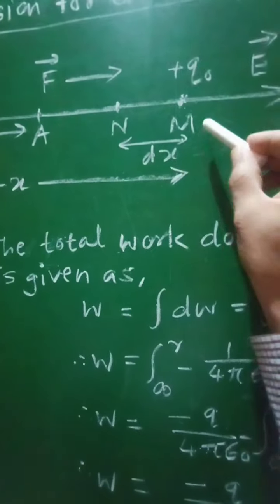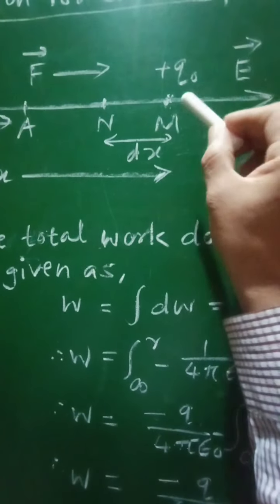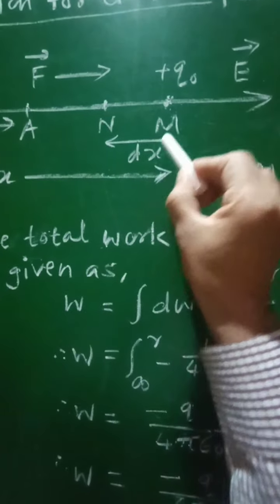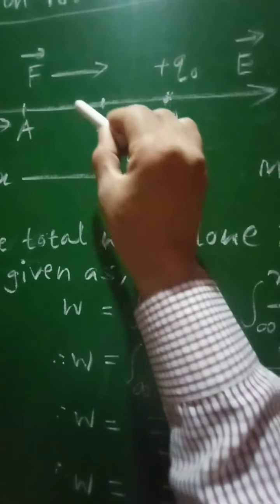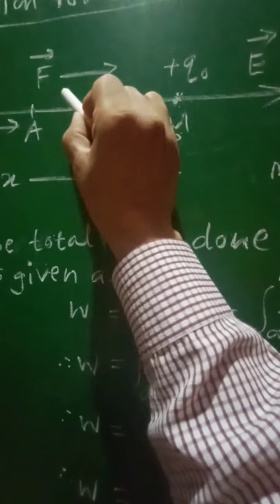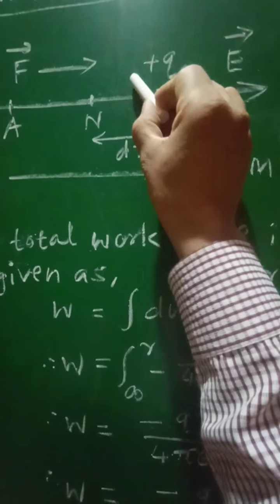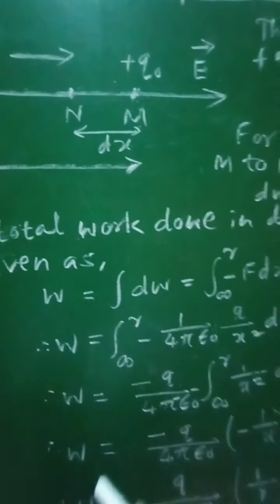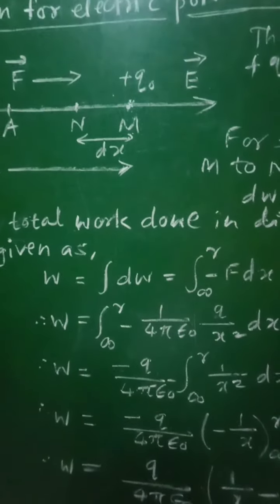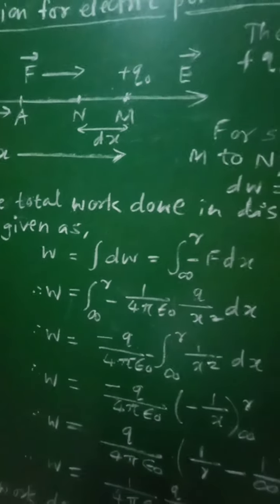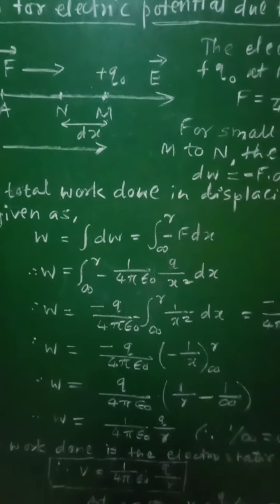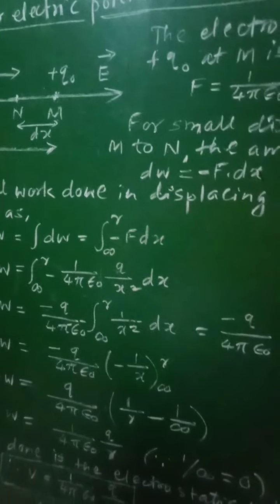For that, first of all, it is displaced through a short distance dx from M to N against the direction of the electrostatic force, and therefore work will be done when that charge +Q0 is displaced from point M to N through a short distance dx.